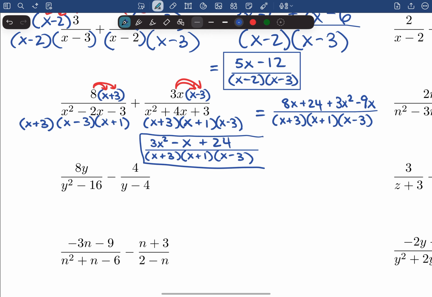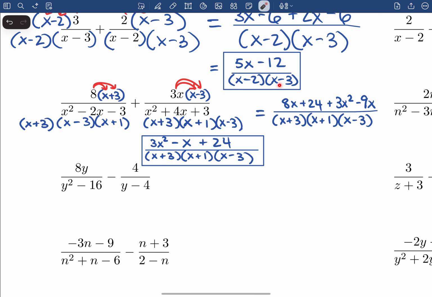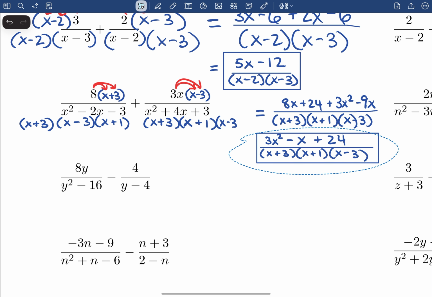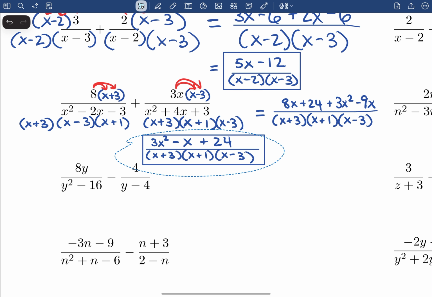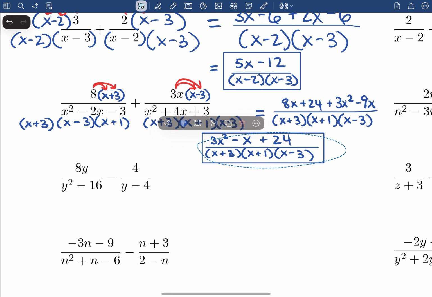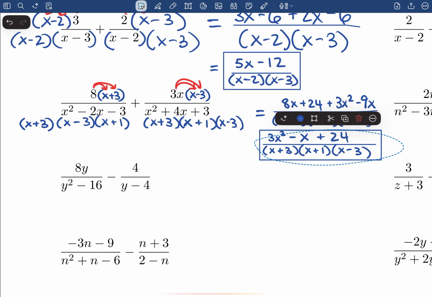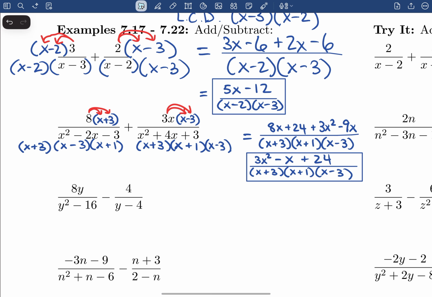Okay, you can leave the denominators in their factored form like we've been doing. See, it's in factored form, that's just fine. So feel free to leave things in a factored form and you'll be good to go. Okay, so there's our answer. We're ready to move forward into another example.